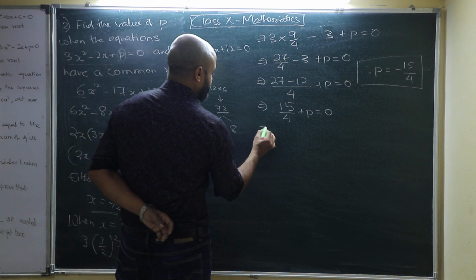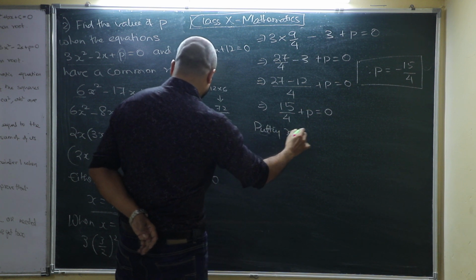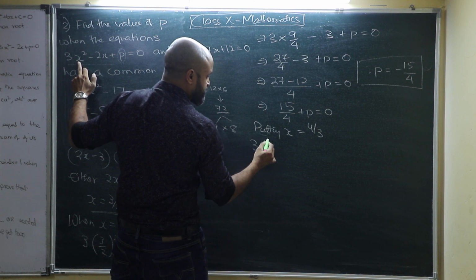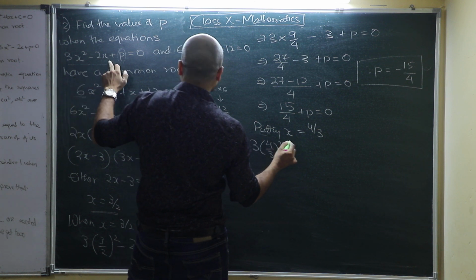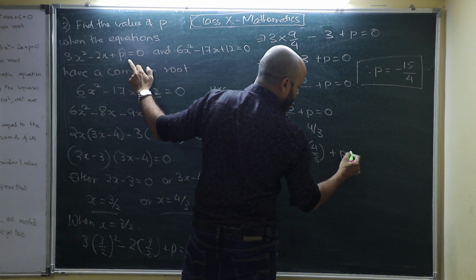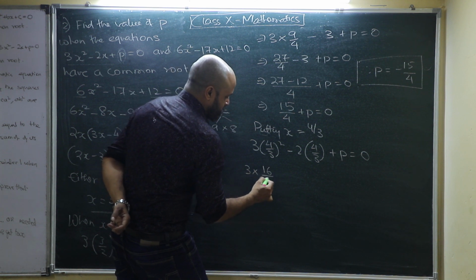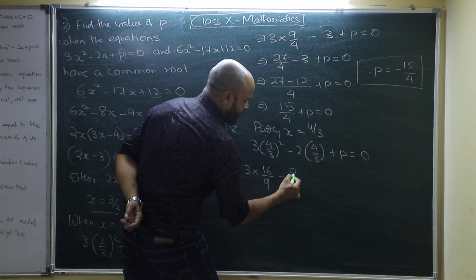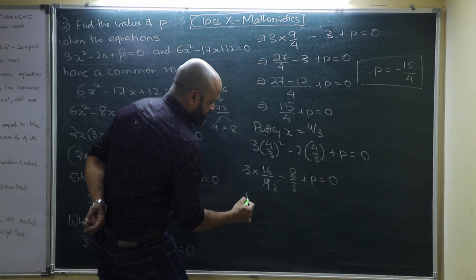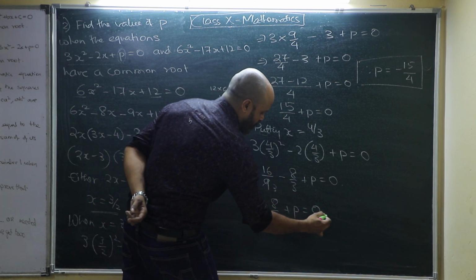So now putting x is equal to 4 by 3, what do we have here? 3x square, which means 3 into 4 by 3 square, minus 2 into 4 by 3, plus p is equal to 0. So this will be 3 into 16 by 9 minus 2 fours are 8 by 3 plus p is equal to 0. So this gives you 16 by 3 minus 8 by 3 plus p is equal to 0.